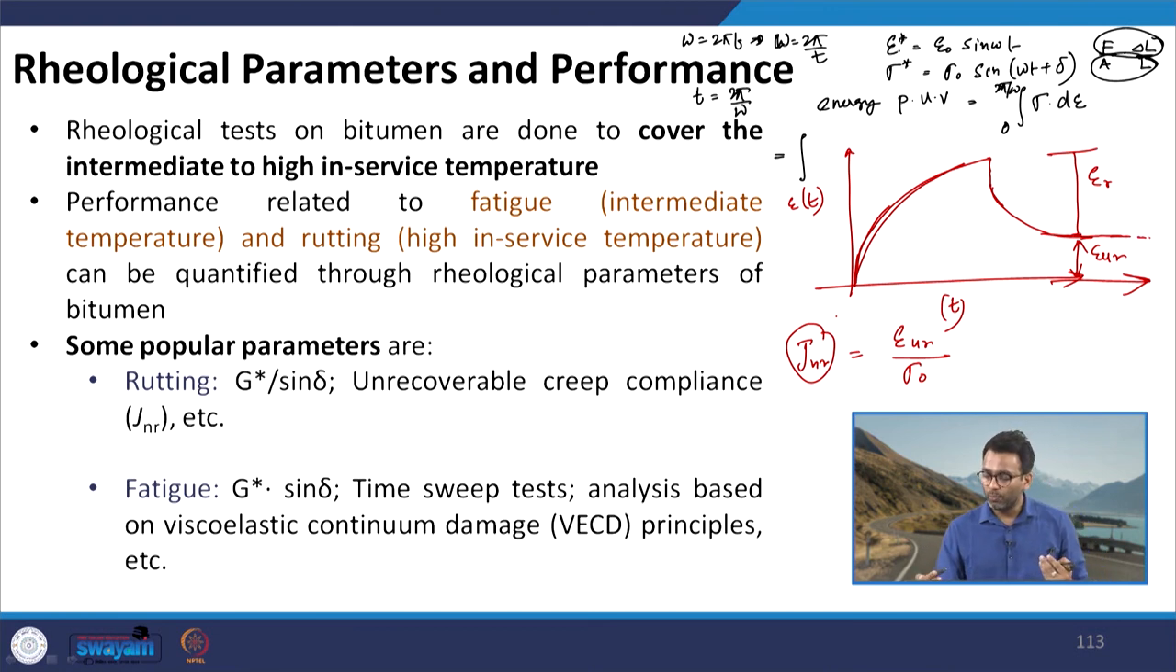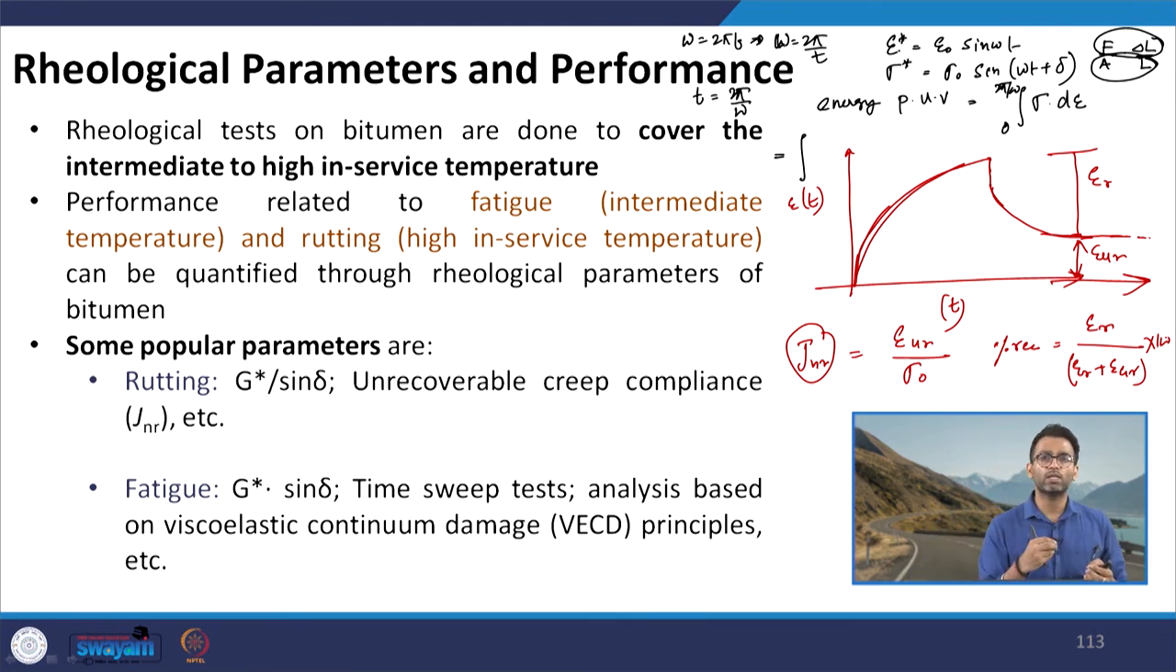Another parameter to quantify the amount of recovery is calculated as percent recovery. This is ER, the recovered strain, divided by the total strain, into 100. In the typical test which we do, the test is at two different stress levels, and therefore we also measure the stress susceptibility. Ideally, the values of JNR and percent recovery are used to compare different bitumen, especially polymer modified bitumen, to quantify the resistance to permanent deformation.